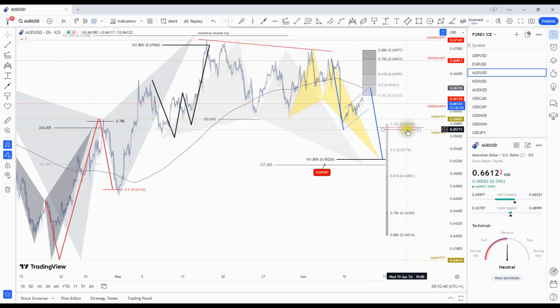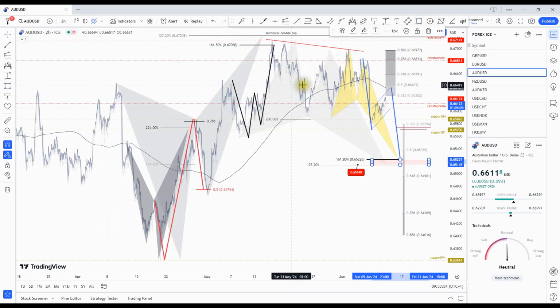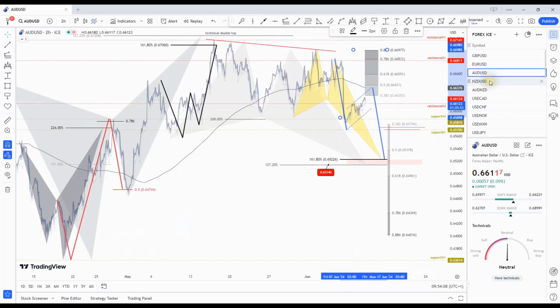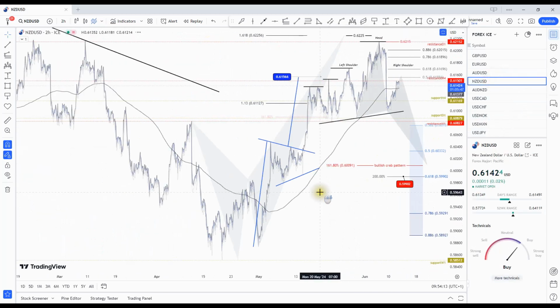In particular, I'm interested in this price zone near 65.22, 65.14. So we have a nice cluster zone in order to complete both the bullish butterfly pattern in gray and this yellow bullish crab pattern, also projected at the same price zone, a few points above at 65.22. So these are my expectations for the Aussie. I do expect a more bearish momentum.